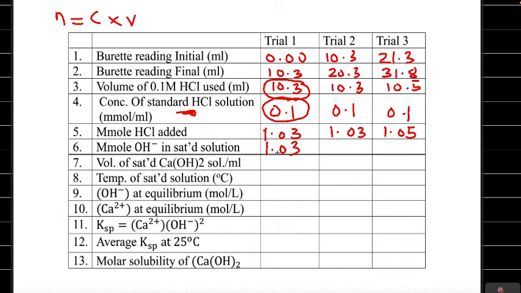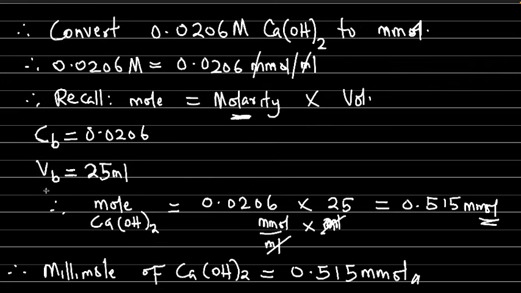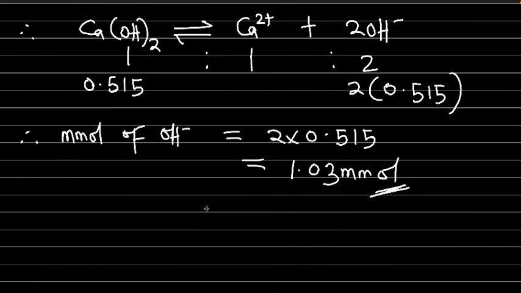So that is how we got this guy. You can see from the calculation here. First of all, solve for the concentration of the calcium hydroxide. From here, you proceed to solve for the molarity of this guy. The molarity gave us 0.515 millimole. Now, when you do your mole ratio, this is 1 is to 1 is to 2. The mole of hydroxide ion is going to be 2 times this, which gave us 1.03.